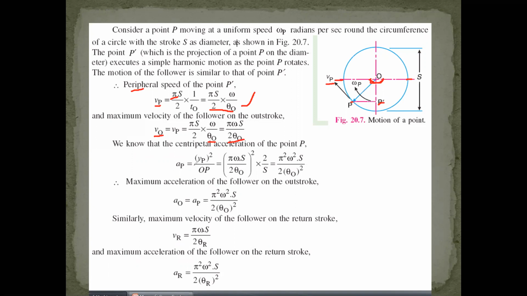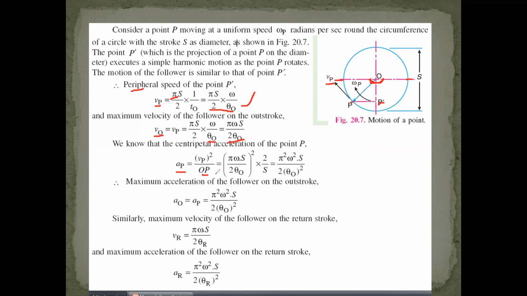Now we are going to find the maximum acceleration. But before finding the maximum acceleration, we may also take another value, that is the acceleration of the point P. For getting the acceleration of point P, there is one formula, V square by R. R means the OP value. V square is pi omega s by 2 theta naught, squared, into OP. OP means s by 2.